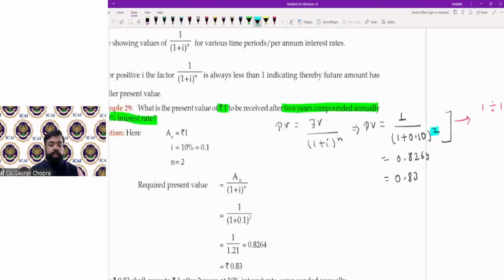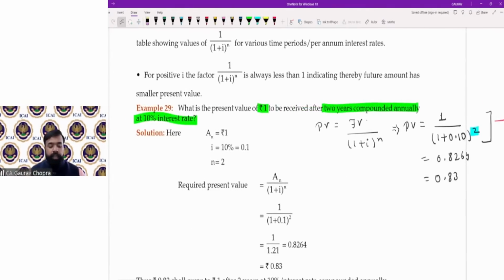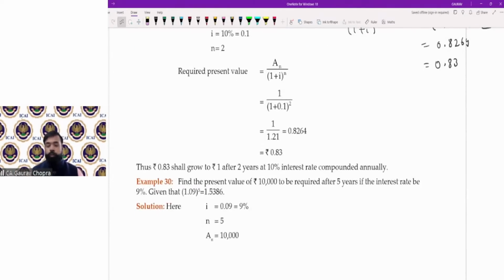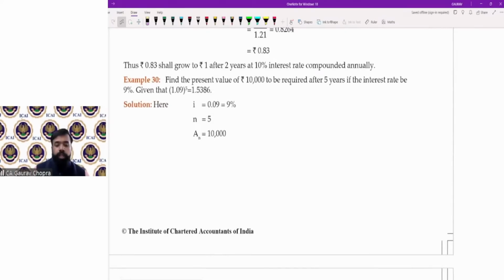So this was basically example number 29 and I think this is very easy till now. So at present, this question is not at all annuity. अभी यहाँ पे annuity नहीं है, अभी हम सिर्फ present value की बात कर रहे हैं. Let's do example 30 also.